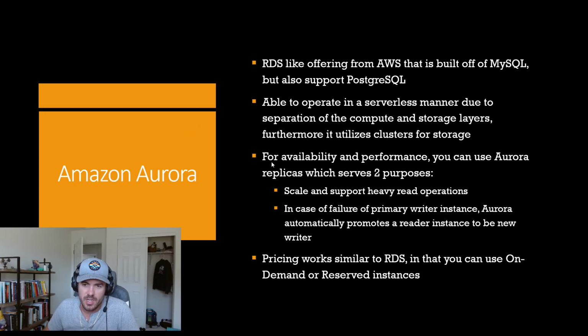But for availability and performance, you can use Aurora replicas, which serve two purposes. Okay, they scale and support heavy read operations, which can obviously help your master database, alleviate some traffic from it rather. And in case of a failure of your primary writer instance, Aurora will automatically promote a reader instance to be a new writer. Pricing works similar to RDS in that you can use on-demand or reserved instances. Okay. All right.